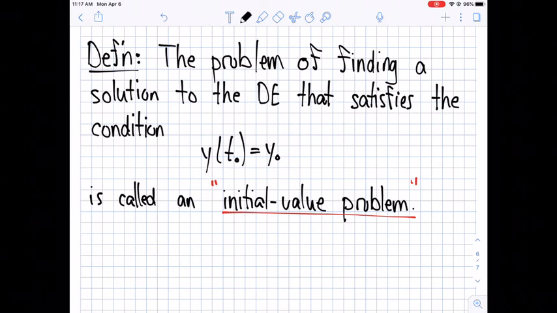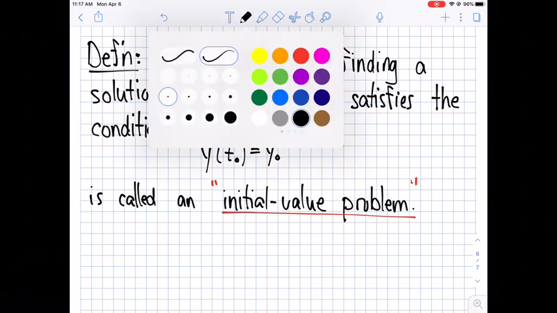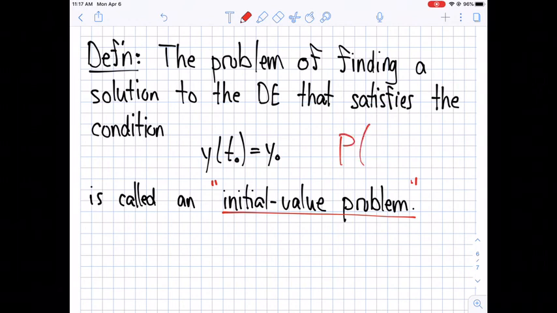An initial value is really just a point on your curve. And in this case, the point on our curve says that if t is equal to t naught, then y is equal to y naught. And that's the point that our curve has to pass through. So now let's go back to that previous example, and we're going to turn it into an initial value problem. And really, you'll see all we're going to end up doing is solving for that constant c.